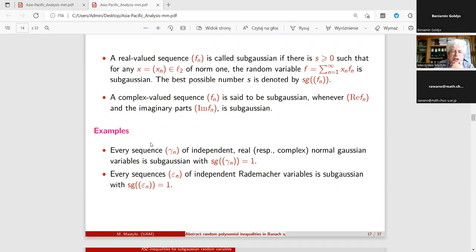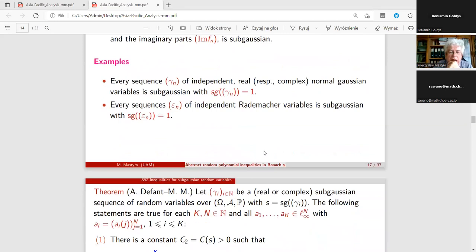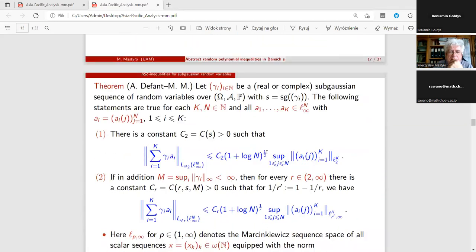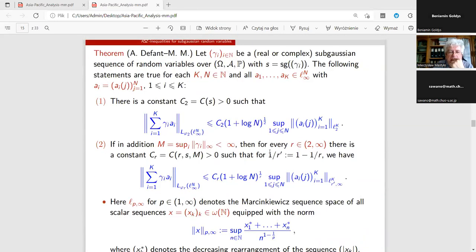So for applications, the most important are independent sequences of normal Gaussian random variables. We know that this S is equal to 1. Or the classical independent sequence of Rademacher, quite often called Bernoulli, random variables. This number S for this sequence is also, as we know, equal to 1. So now we can state the theorem.